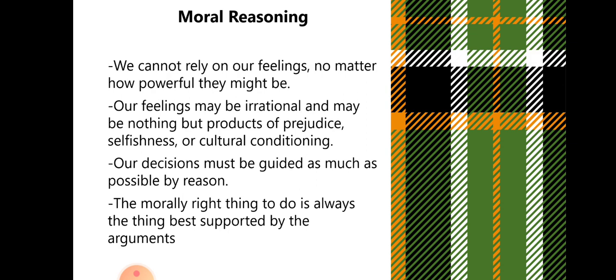For example, both parties should benefit from a particular decision. So we should not use our emotions, and most of the time, our emotion fails us. All right. So when is the proper time to decide? When all our emotions are set down. When your emotions are set down, you can logically state a good and sound judgment. The morally right thing to do is always the thing best supported by arguments.